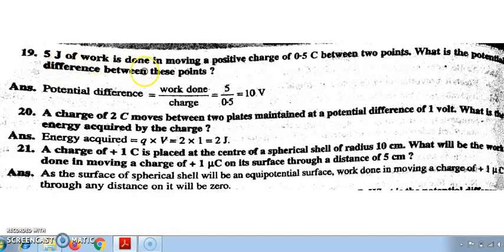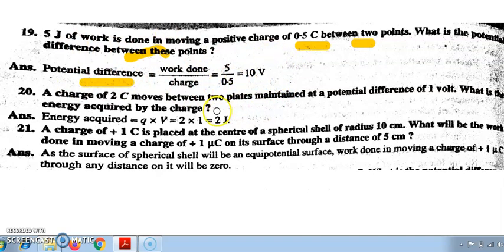5 joule of work is done in moving a positive charge of 0.5 coulomb between 2 points. What is the potential difference between these 2 points? Okay, now potential difference is always work done by charge. So what is the work done you have performed? This is 5 joule and charge is 0.5, so this is the potential difference. This is a direct formula, 10 volt.